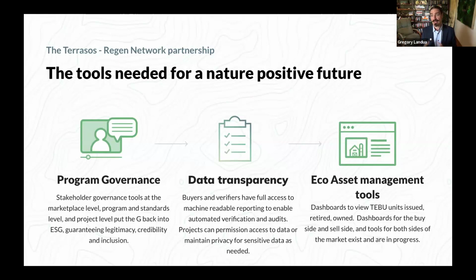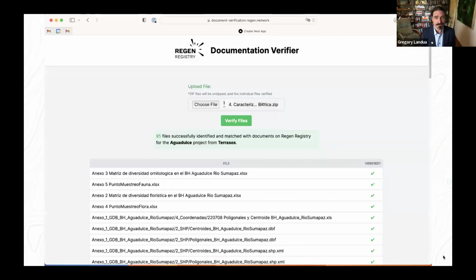And then the tools around data transparency, again, so we can understand who is saying what about where, using what methods, what data, and who has verified that, and a suite of tools for both sides of the market to understand what assets have been issued and where they are and who owns them and if they've been retired or not. And what claims are being made against them. You can move to the next slide.